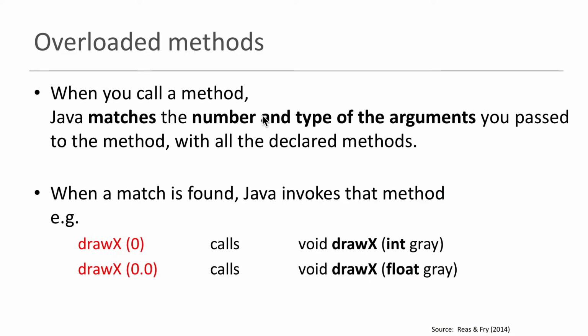So when you call a method, Java matches the number and the type of the arguments you pass to the method with all the declared methods. When a match is found, Java invokes the method. For example, draw x 0 calls draw x int gray, which is the question we had on the previous slide. If it was going to call the float one, it would have been draw x 0.0. And then the unexpected answers that I got were it could call either one, or it could call both. That would be incorrect. It can only call one method, and it has to figure out which one to call, so it matches up the data types.